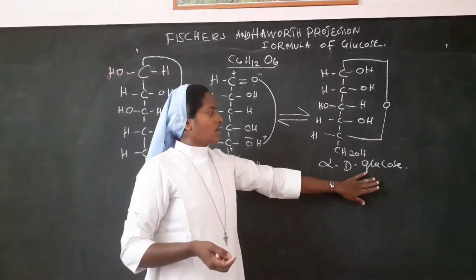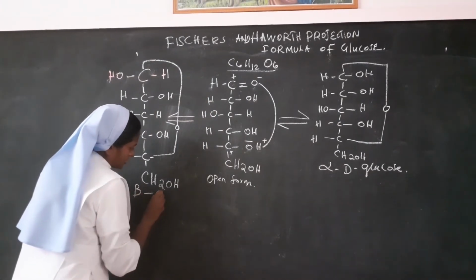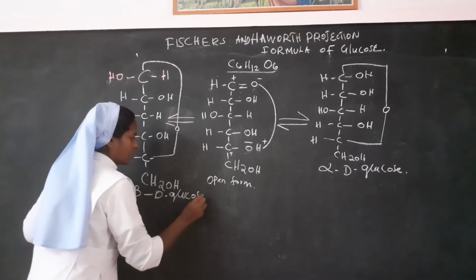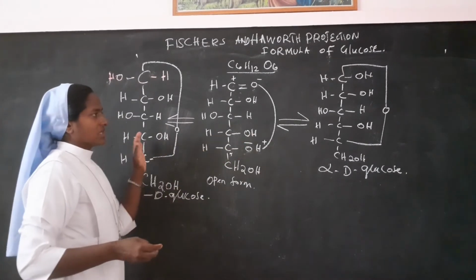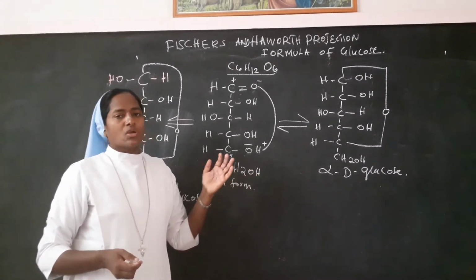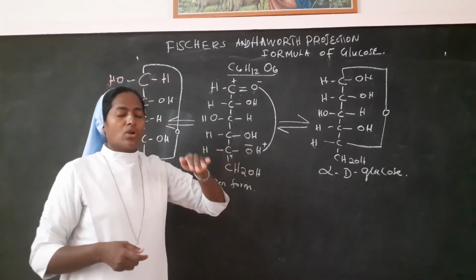So this is called alpha D glucose, and this is called beta D glucose. These are the two structures, alpha D glucose and beta D glucose, and we call them anomers. These two structures are called anomers. Why do we call them anomers?